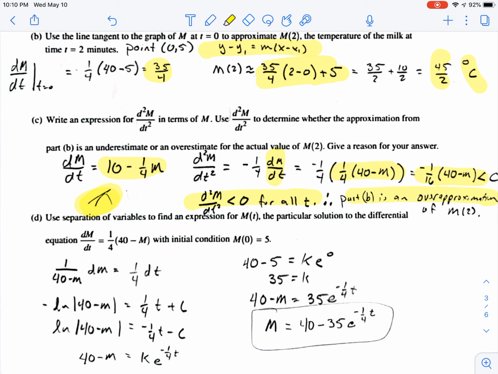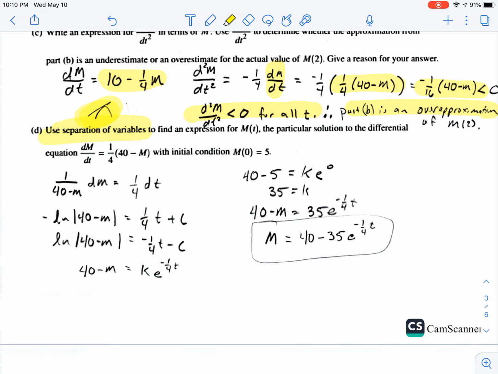approximation. Part D, this is where we're solving for the particular solution of the differential equation. And it even gives you a big clue there. It says separation of variables. If you missed that, well, that's a big clue. You should have known what to do. So we're going to go ahead and separate our variables.